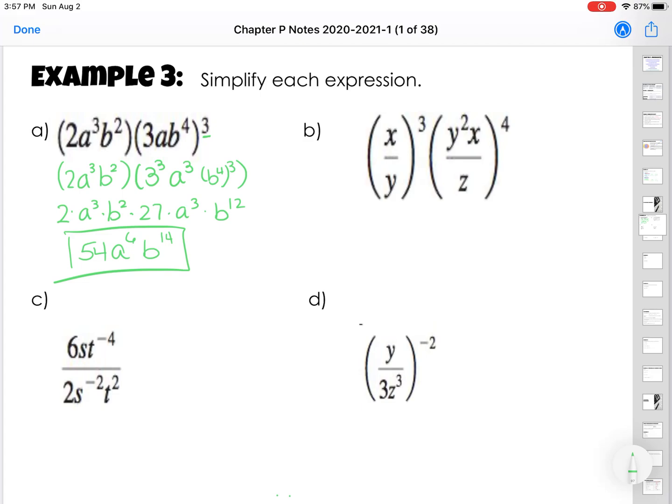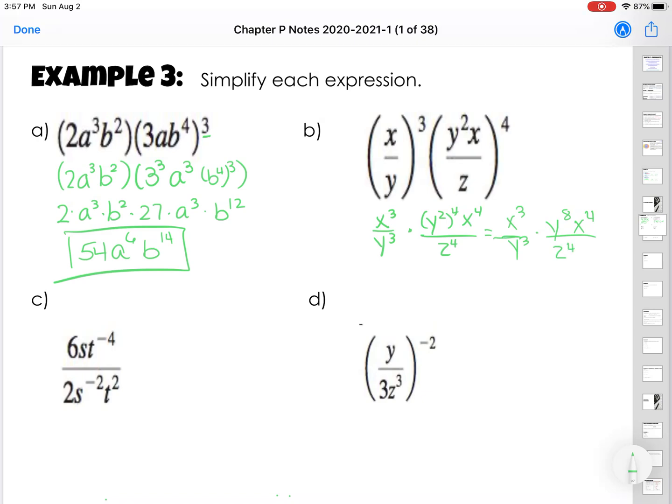All right, in part B, let's deal with those outside exponents first. So that becomes x cubed over y cubed times, that becomes y squared to the 4th. You don't have to write out as many steps if you're comfortable with this. X to the 4th, and then z to the 4th. Okay, so that gives us, we still have the x cubed and the y cubed. That now is y to the 8th, x to the 4th over z to the 4th.